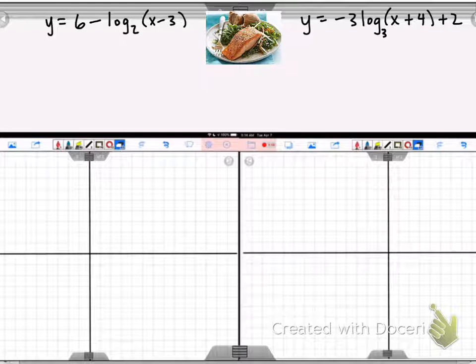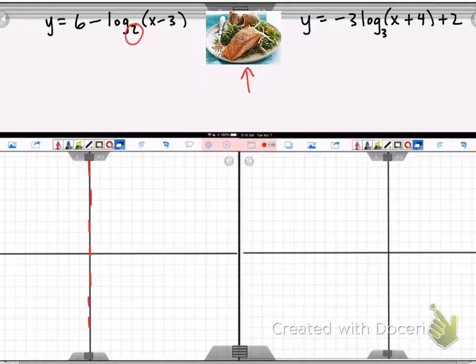So here we have our main course type problems, and nothing fancy. We know what to do. So let's go ahead and get started. The vertical asymptote on all the log graphs is x equals 0.